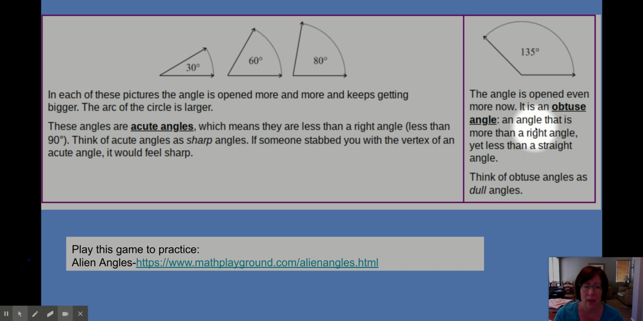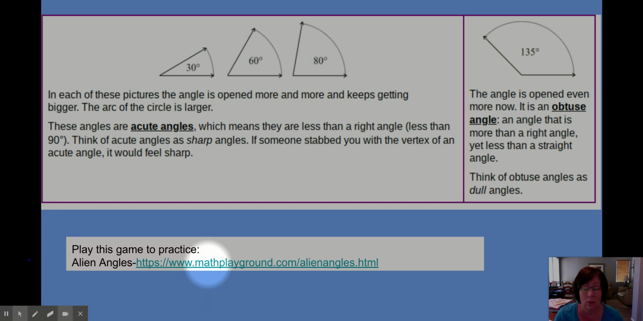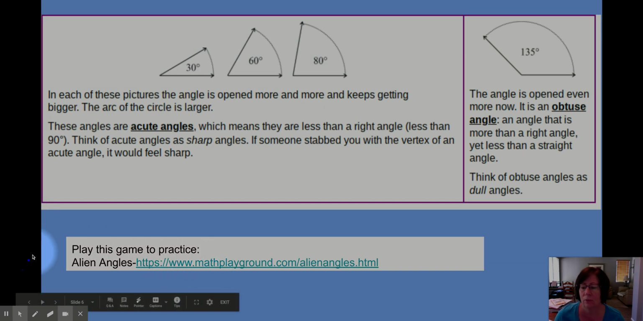On the other hand, if your angle is larger than 90 degrees, then that angle is called obtuse. So we have acute, less than 90, obtuse, greater than 90. So now you can visit this website right here. I'm going to have it posted as part of your assignment, and you can play a game called Alien Angles and then come back and finish watching the video.